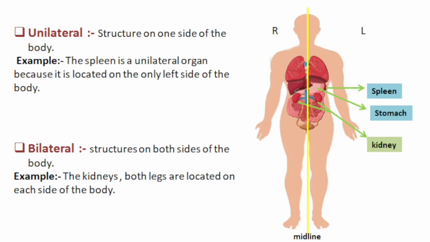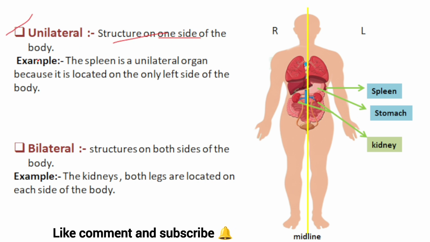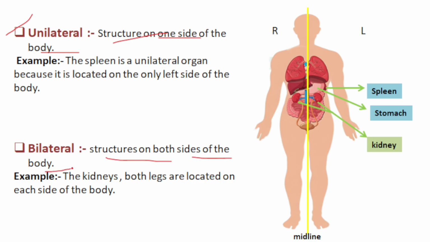Then the next concept is unilateral and bilateral. The structure on one side of the body is called unilateral, and the structure that is present on both sides of the body is called bilateral. The example of unilateral is the spleen. The spleen is a unilateral organ because it is located only on the left side of the body. You see in this picture that this is the midline of the body. If I cut parallel to the midline, we find two pieces, a right piece and a left piece. And beside the stomach is the spleen, which is present only on the left side of the body. So the spleen is a unilateral organ in the body.